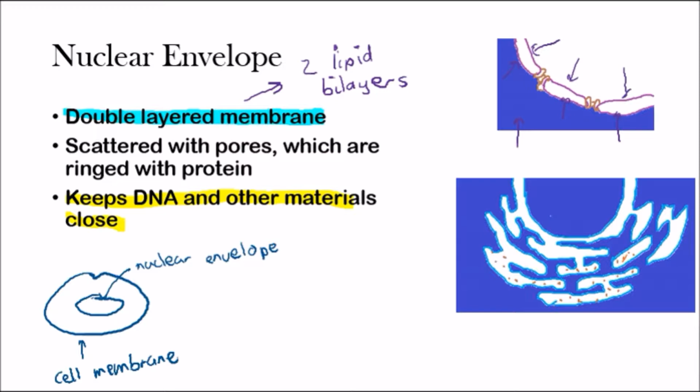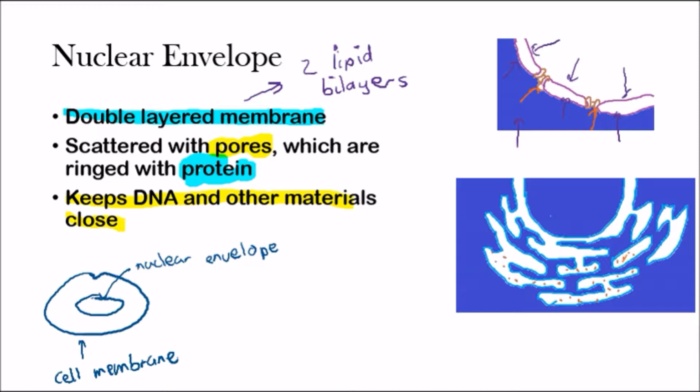Okay? Now, the nuclear envelope also has pores. It has scattered pores. If you look in this diagram here, you'll notice that there's these holes right here. Now, it might be kind of hard to see, but these pores are actually ringed with protein.